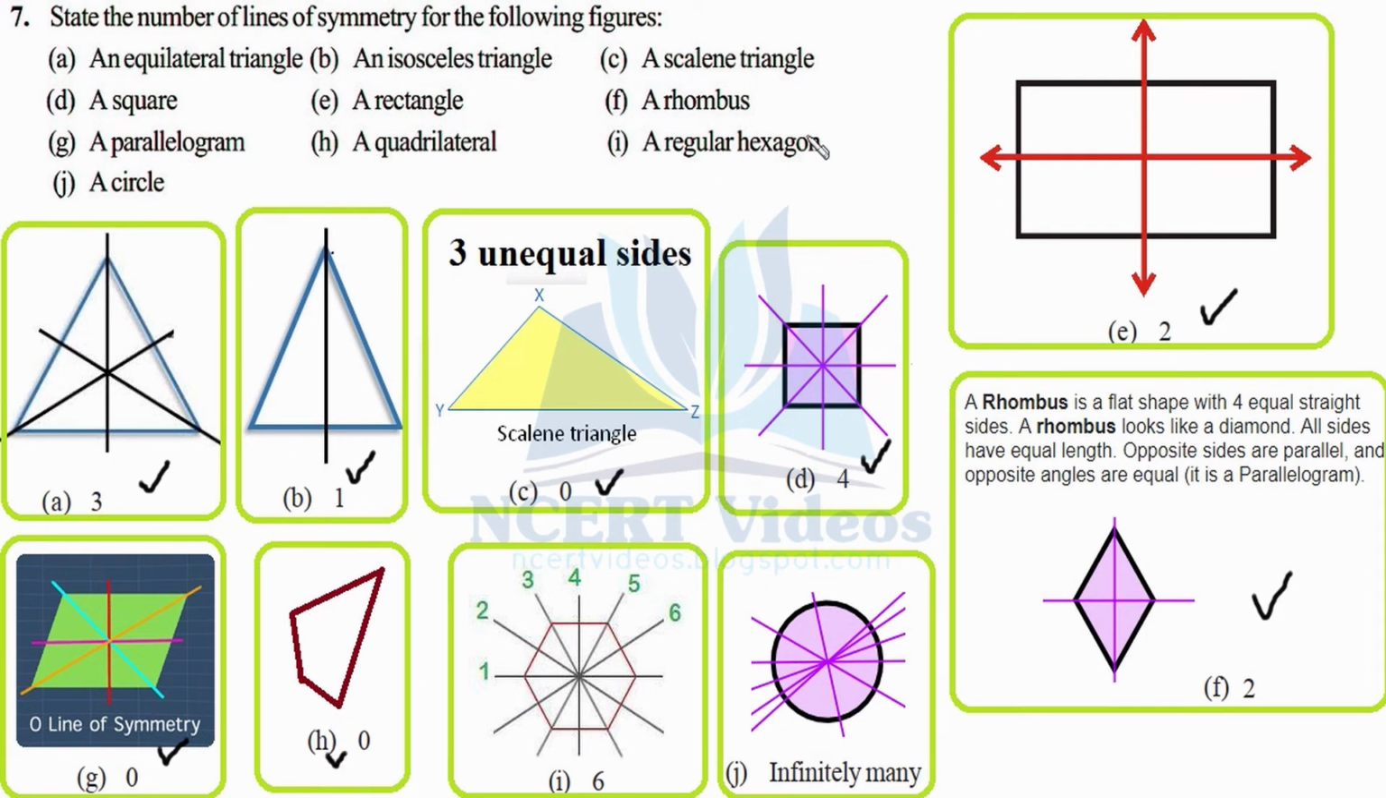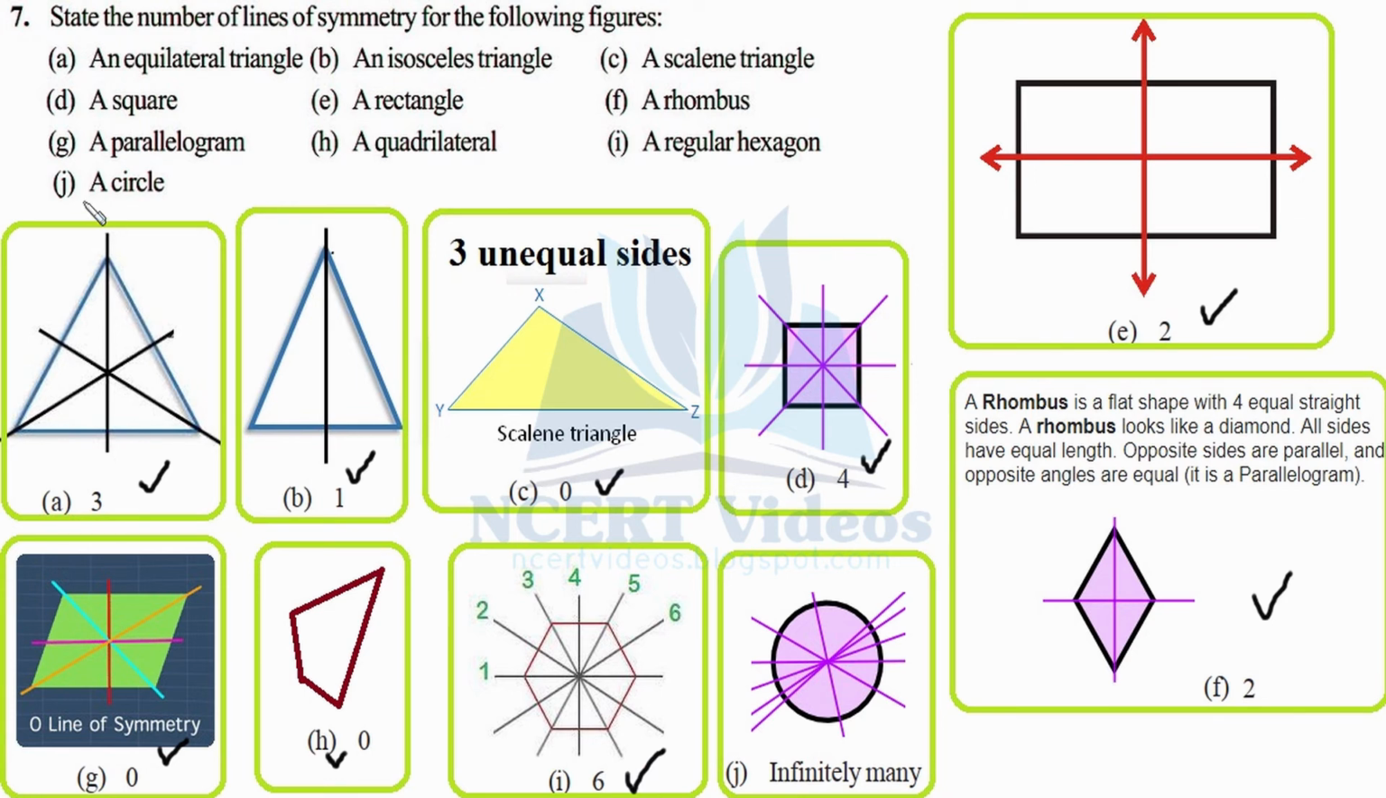A regular hexagon. Now hexagon has 6 sides. What does regular mean? That is equal sides and equal internal angles. So we have studied one concept in this chapter, that a regular object will have as many axes of symmetry as many sides. So in case of hexagon, we have 6 sides, therefore 6 lines of symmetry are present. 1, 2, 3, 4, 5 and 6.